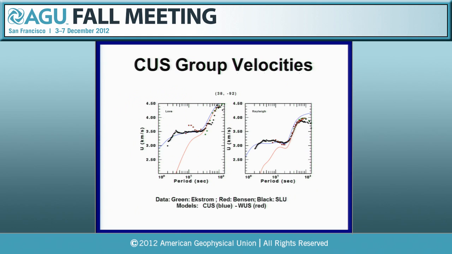Dispersion observations, group velocities from cross correlation of ground noise from earthquake data. For Rayleigh waves on the right, Love waves on the left. Don't forget about that. That's just data.